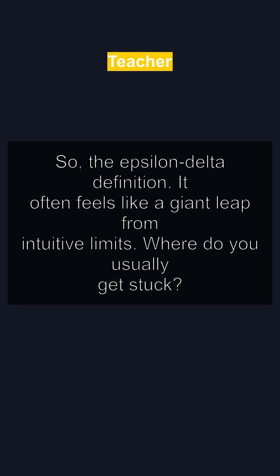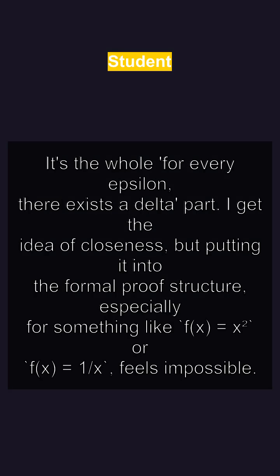So, the epsilon-delta definition. It often feels like a giant leap from intuitive limits. Where do you usually get stuck? It's the whole "for every epsilon, there exists a delta" part. I get the idea of closeness, but putting it into the formal proof structure, especially for something like f(x) = x^2 or f(x) = 1/x, feels impossible.